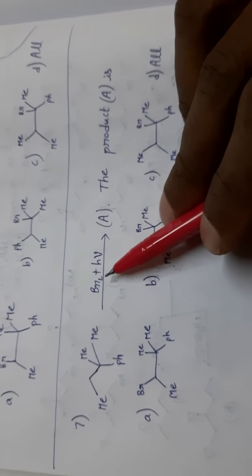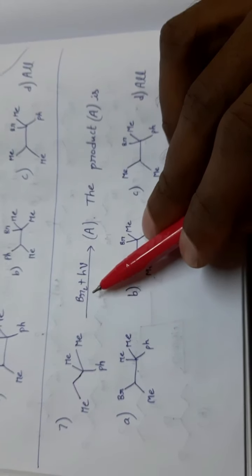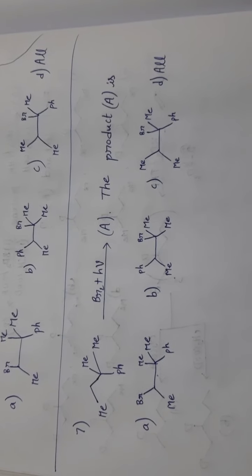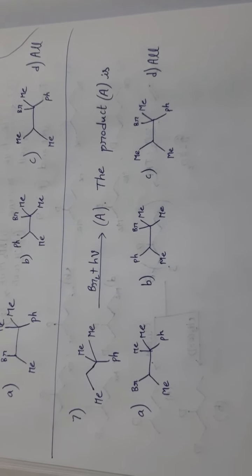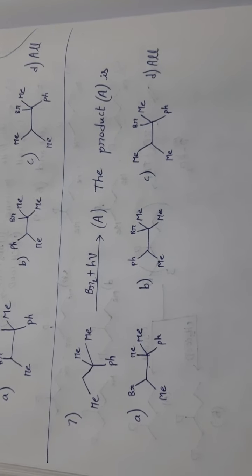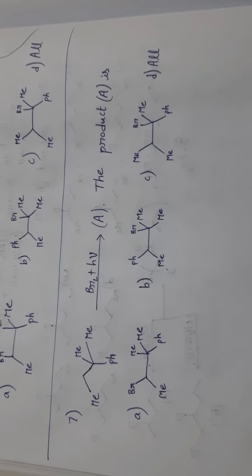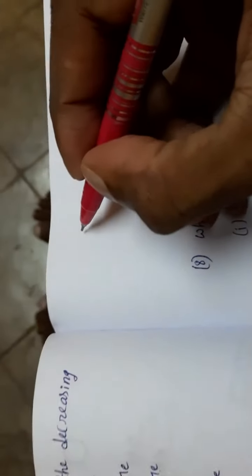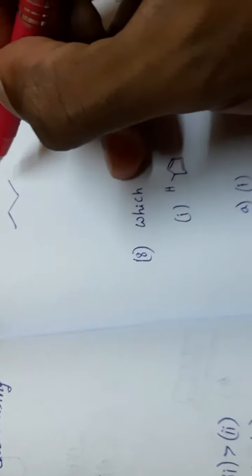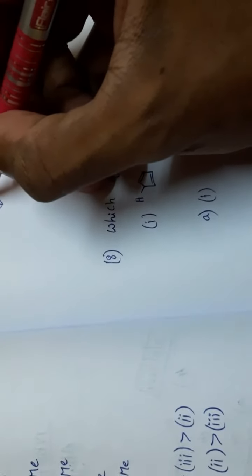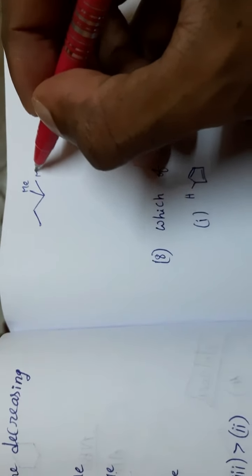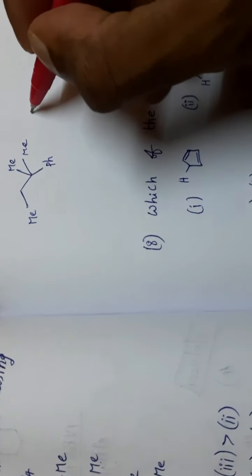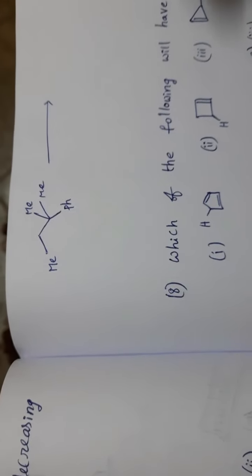Here, the reaction of this compound with bromine in presence of light. hν means sunlight. So bromine undergoes free radical substitution. Free radical substitution of bromine takes place in presence of light with this reactant. See the reaction. Here I am writing the same reactant. So this is the given reactant.